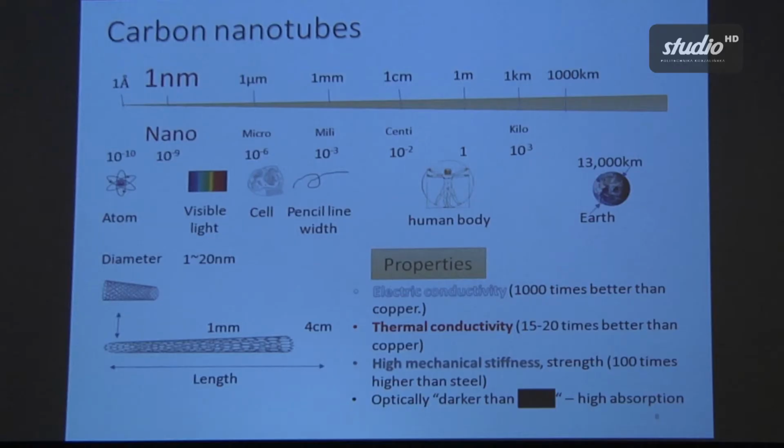And they have different properties. For example, the electric conductivity, which is 1,000 times higher than the copper, which is very often used as the conductive in the wires and so on. We have thermal conductivity, which is also higher than copper. We have very high mechanical stiffness, strength. With the same diameter of the wire, carbon nanotube is supposed to hold a weight 100 times higher than the steel, than the best steel. And finally, optically, they are darker than black, as you can see. So they have very high absorption.